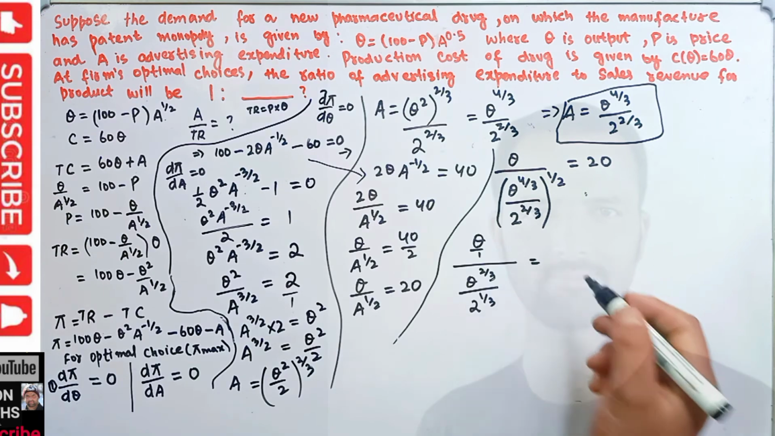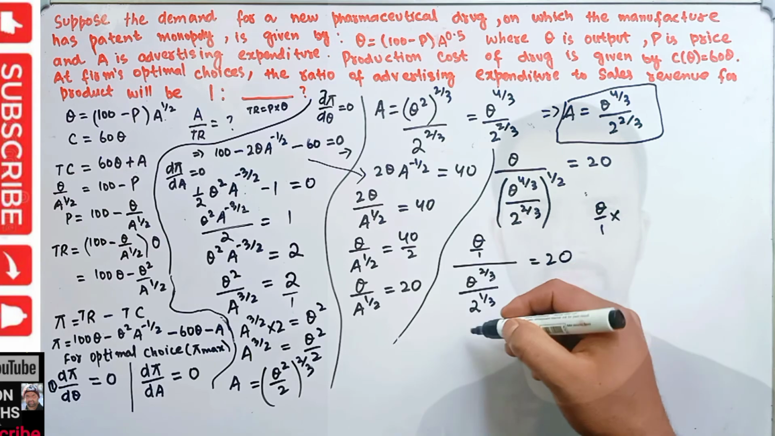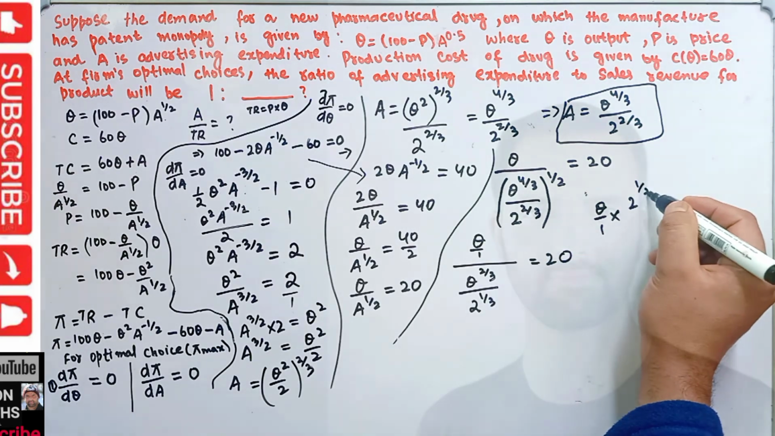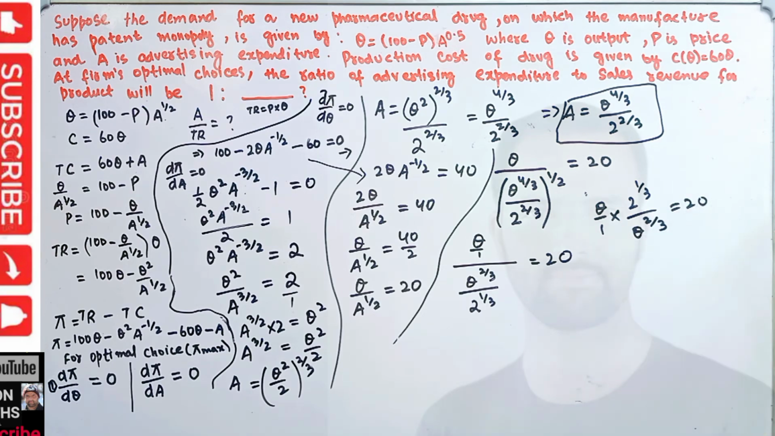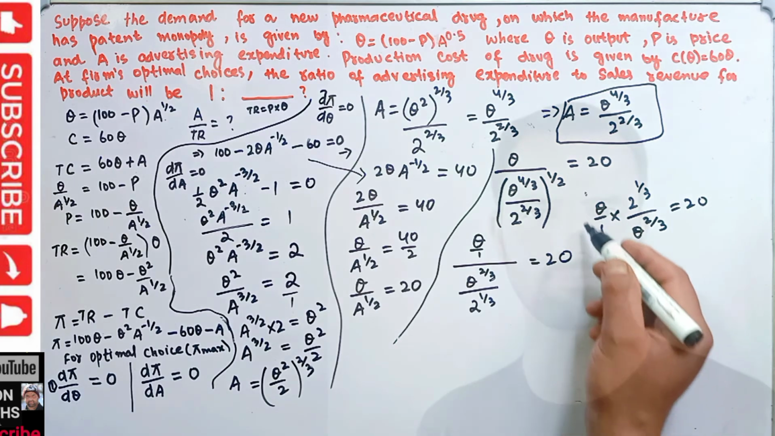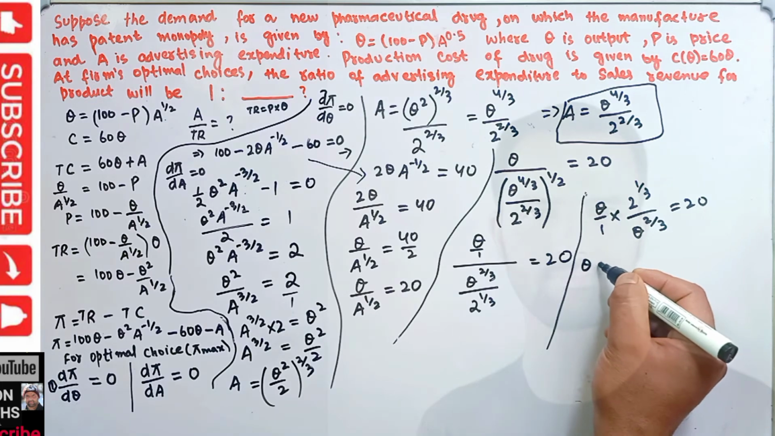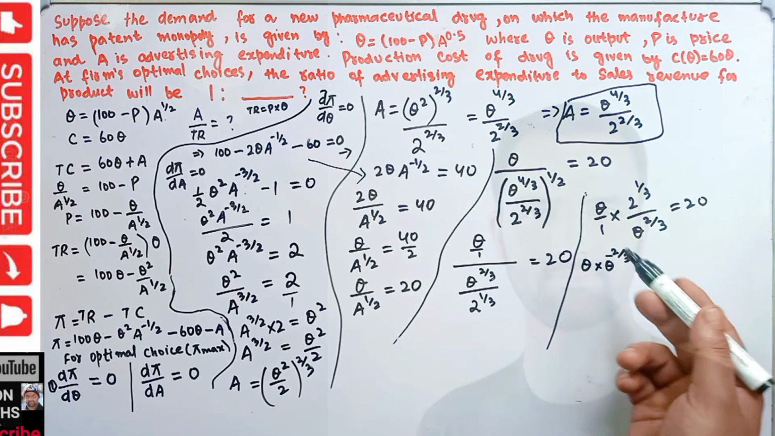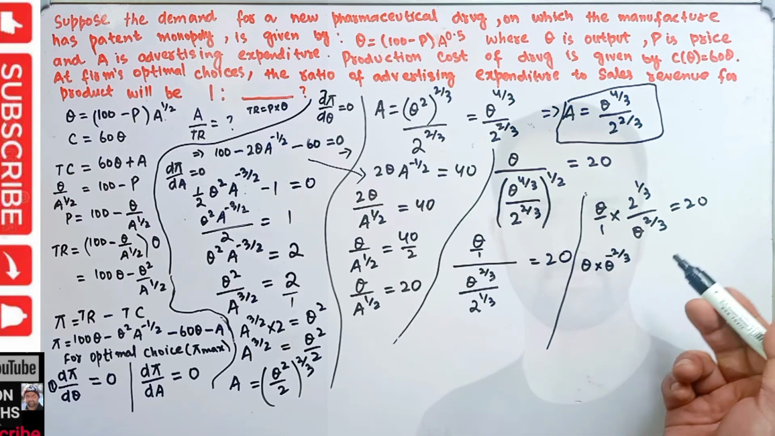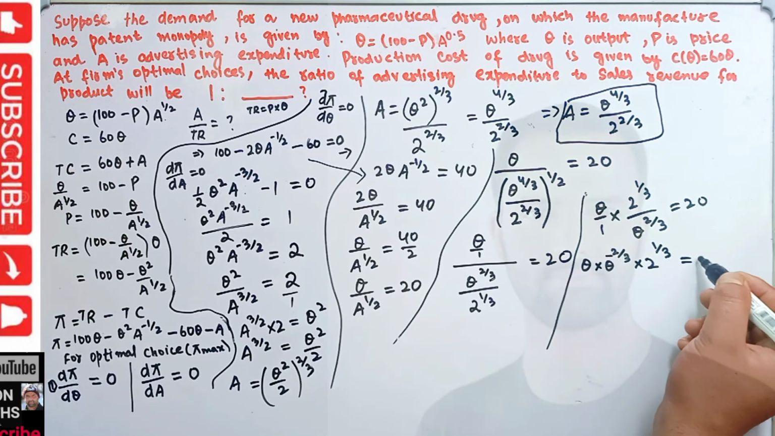Now if we transpose this, this is equal to 20, or we can write q upon 1 is equal into reciprocating, this will become 2^(1/3) divided by q^(2/3) is equal to 20. Or we can write it like this: if I transpose again this to the numerator, this will become q into q^(2/3). This will get changed to minus because exponent sign changes if we transpose numerator to denominator or vice versa, into 2^(1/3) is equal to 20.